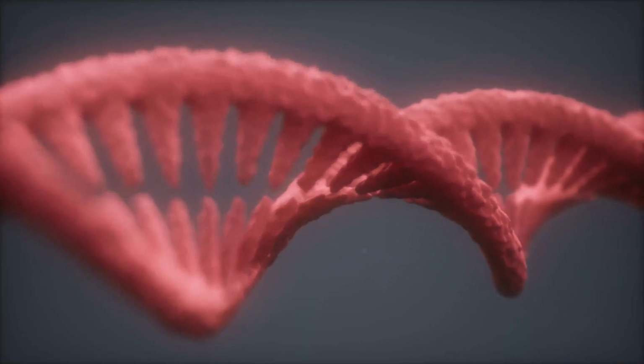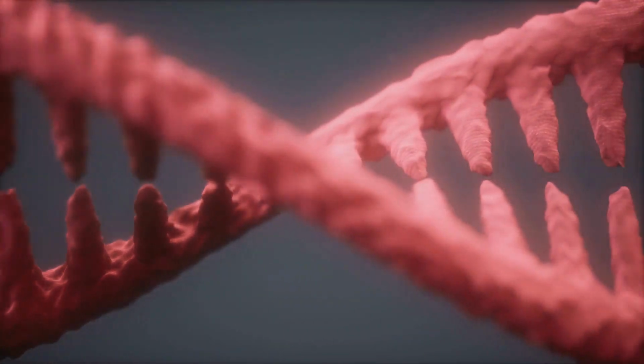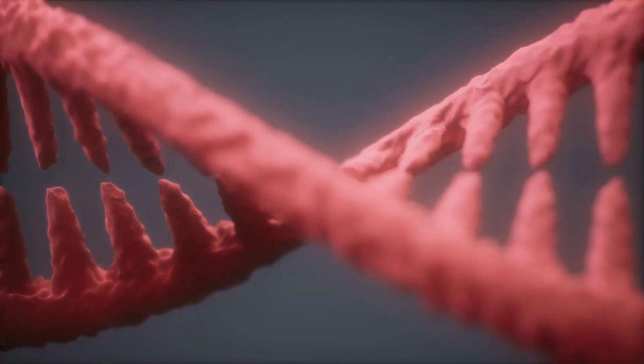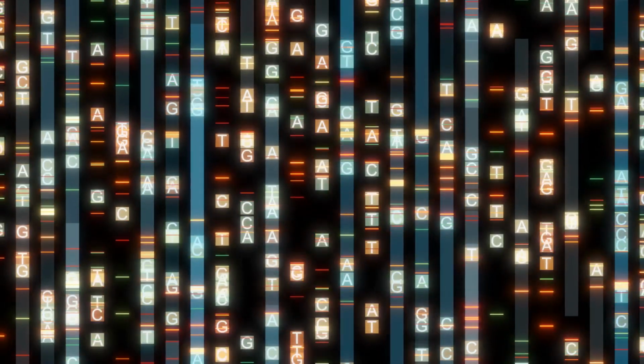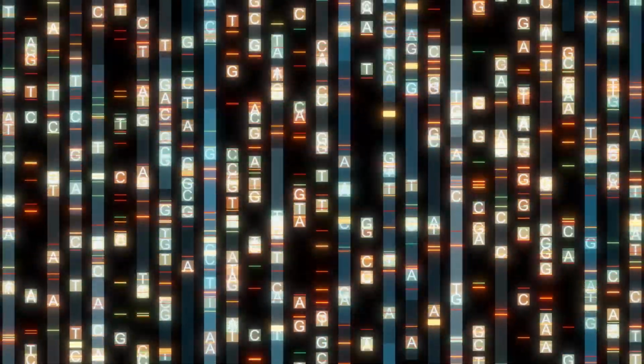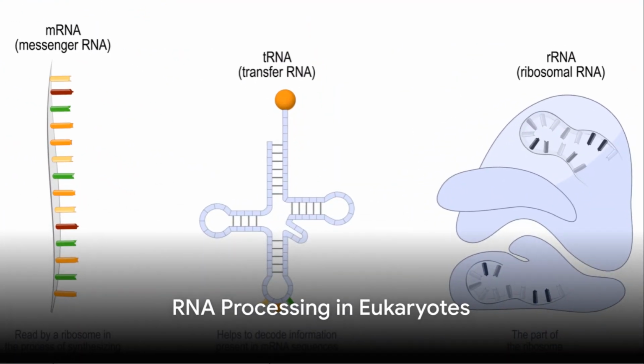Termination. Transcription continues until RNA polymerase reaches a specific termination sequence in the DNA, signaling the end of the gene. In prokaryotes, termination signals often involve the formation of hairpin loops in the RNA transcript, causing the RNA polymerase to detach from the DNA template. In eukaryotes, termination is more complex and involves the recognition of specific termination sequences and the release of RNA polymerase from the DNA template.